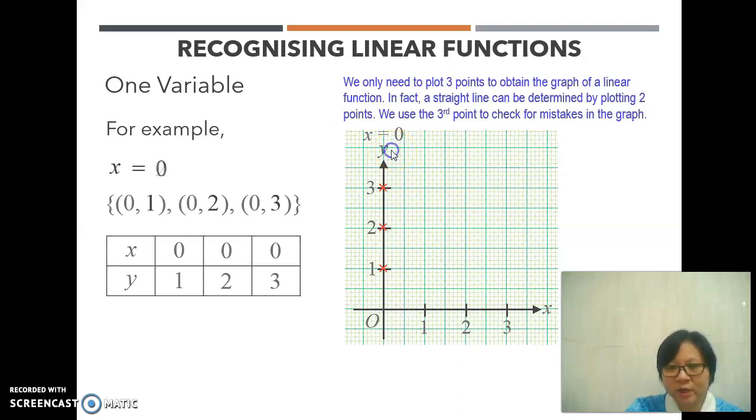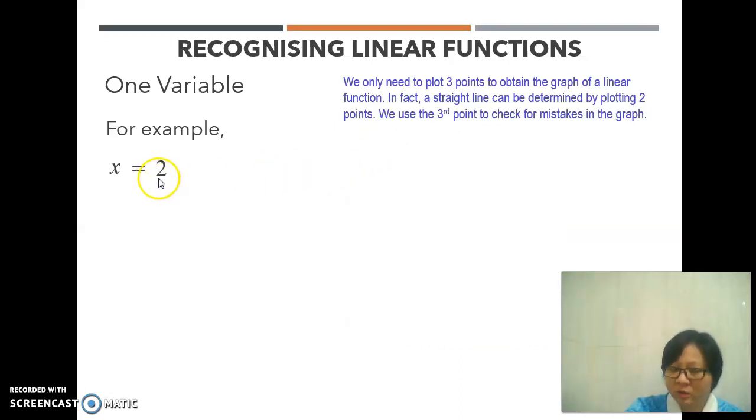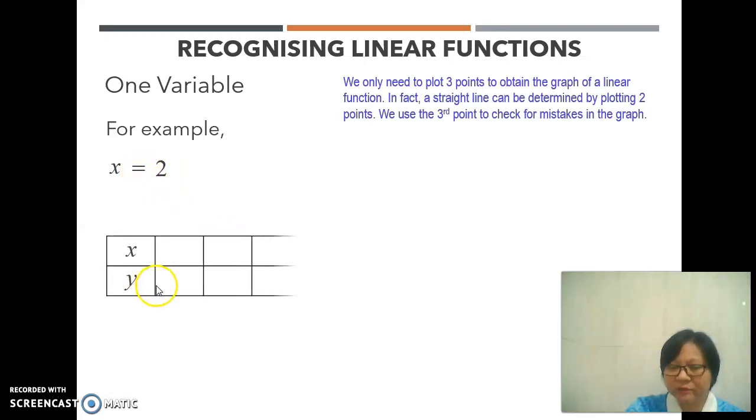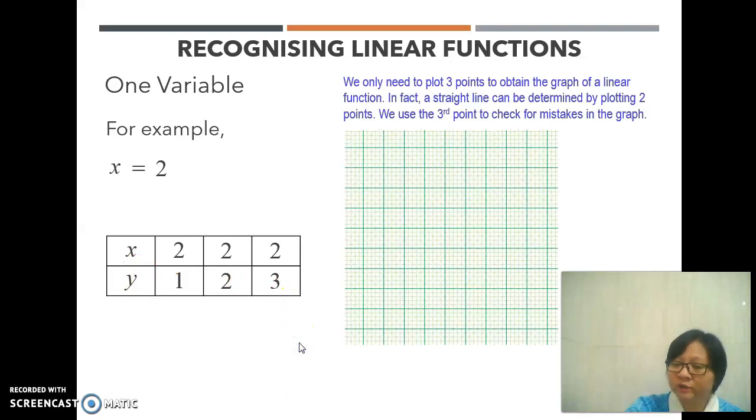Okay, let's try another example, not 0. What about x is equal to 2? Let's make the table of values. x equals 2 means the x coordinate is always equal to 2, so let's write down 2. What about the y? You can choose any value of y. Let's choose 1, 2, 3. The x coordinates are all positive and the y coordinates are all positive, so I can use the first quadrant again.